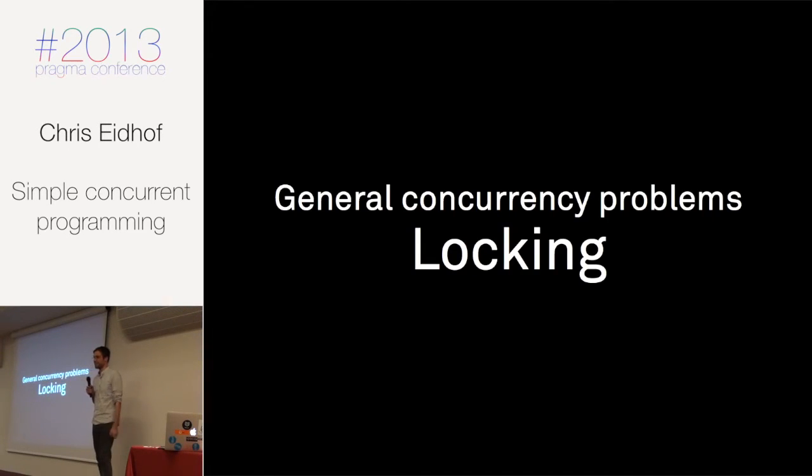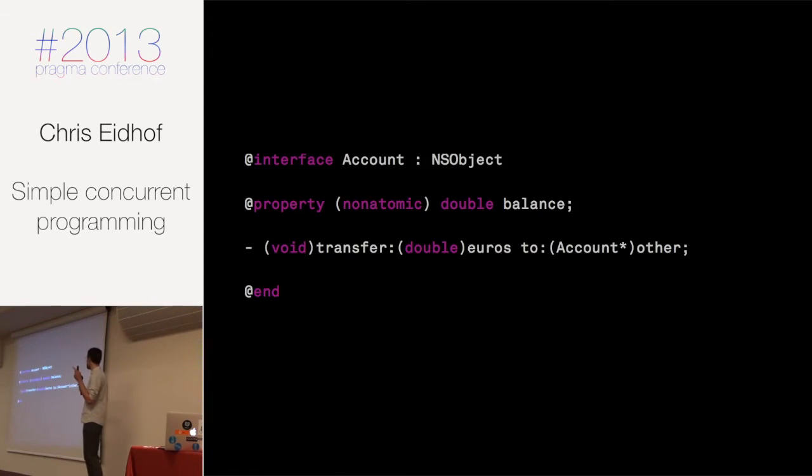So one of them is locking. And I made a small example. Of course everybody uses this example, but I think it's a really good way to illustrate what could go wrong. So suppose you have an account object, and your account has a balance and a method transfer. And the transfer method you use to transfer money from one account to another account. It's very simple.